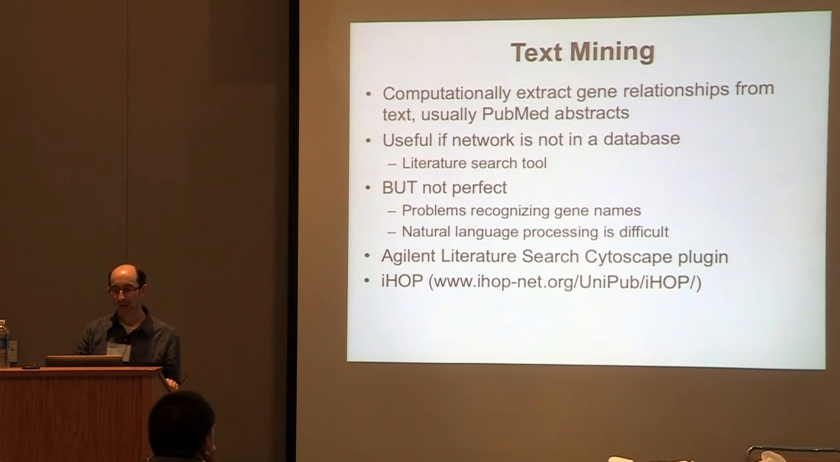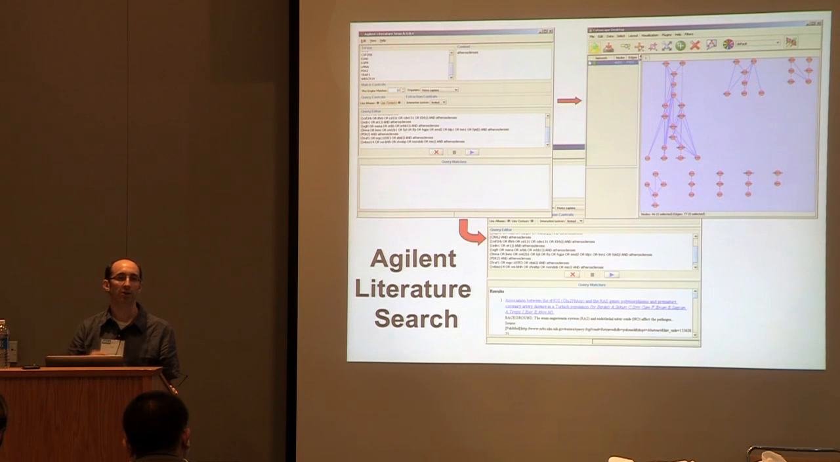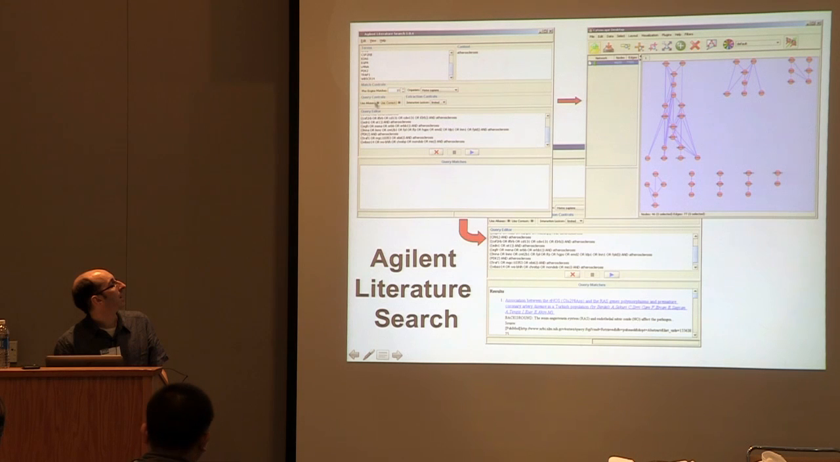Another useful tool that's quite popular is Agilent literature search. This tool allows you to collect network information from PubMed abstracts. So you give it a set of genes that you're interested in. You put the genes in here. You can include a context. That context can be any word, but people most often use a type of disease like breast cancer or osteoporosis. There's a couple of other things to select here, like the organism and how many abstracts you want to search.